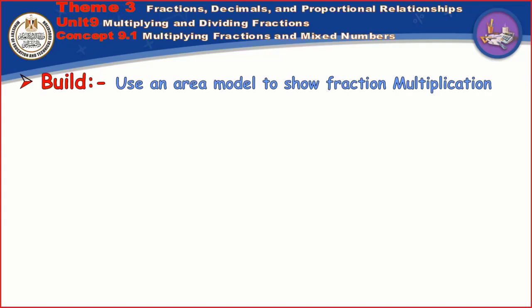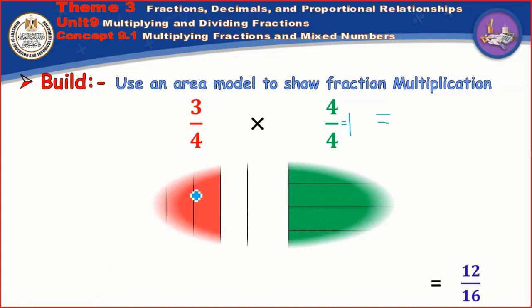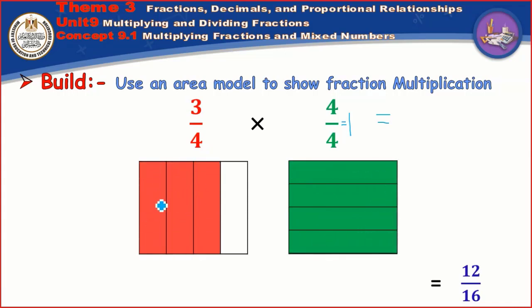Let's try it again. Now, the equation is 3 over 4, 3 quarters times 4 over 4. Also, 4 over 4 equals 1 whole. Let's see what the answer will be. First, I will represent 3 fourths as an area model: 4 parts and I color 3. The same in the second fraction: 4 over 4, I draw 4 parts and color them all.